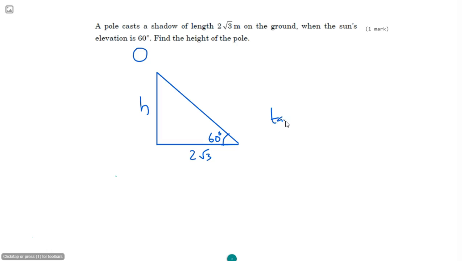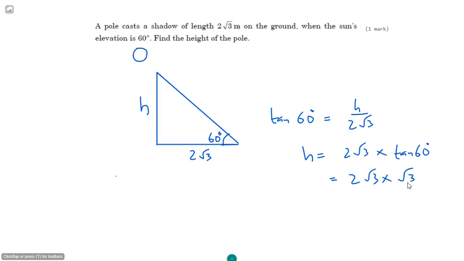So using tan 60, from the triangle, tan 60 is h by 2√3. So h is going to be 2√3 into tan 60. You know that tan 60 degrees is √3, so that's 2√3 into √3, which is 6. So the height of the pole is 6 meters.